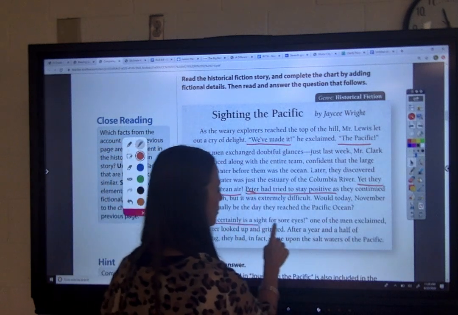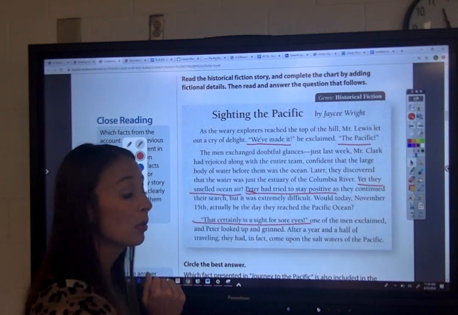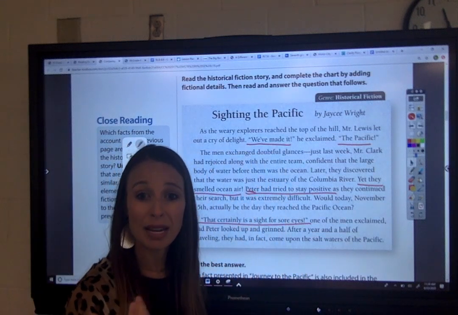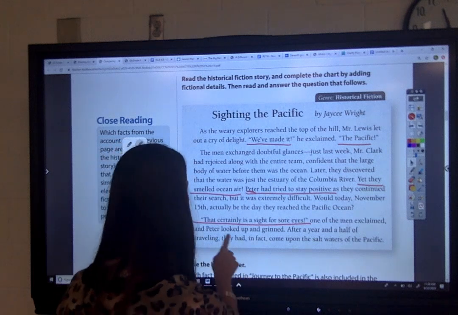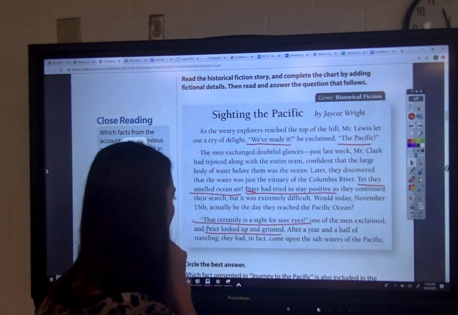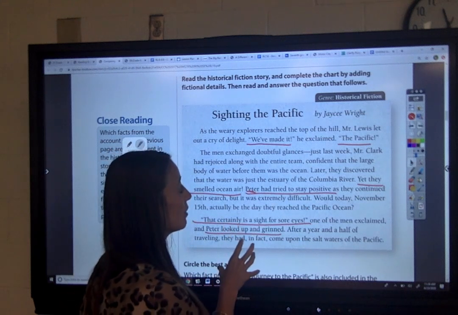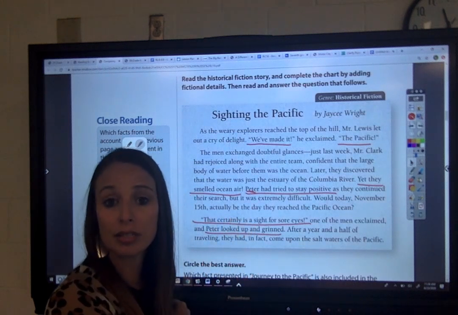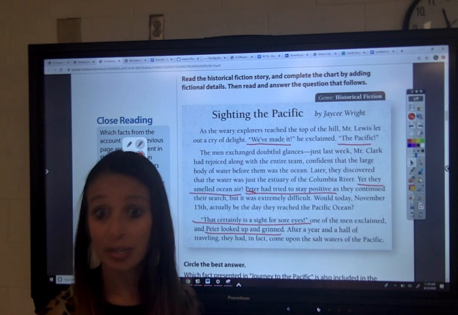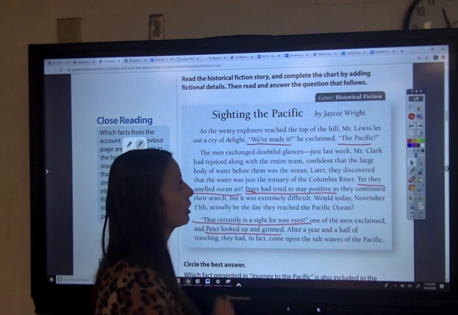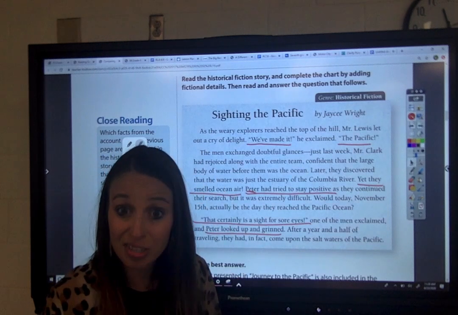That's certainly a sight for sore eyes. That's dialogue, plus that's made up words. Peter looked up and grinned. That's all fictional. So just these few things, we see that the way the character feels, the character himself, and the dialogue let us know that it's a fiction text. But now, it's historical fiction, so we know there's some actual real history here.